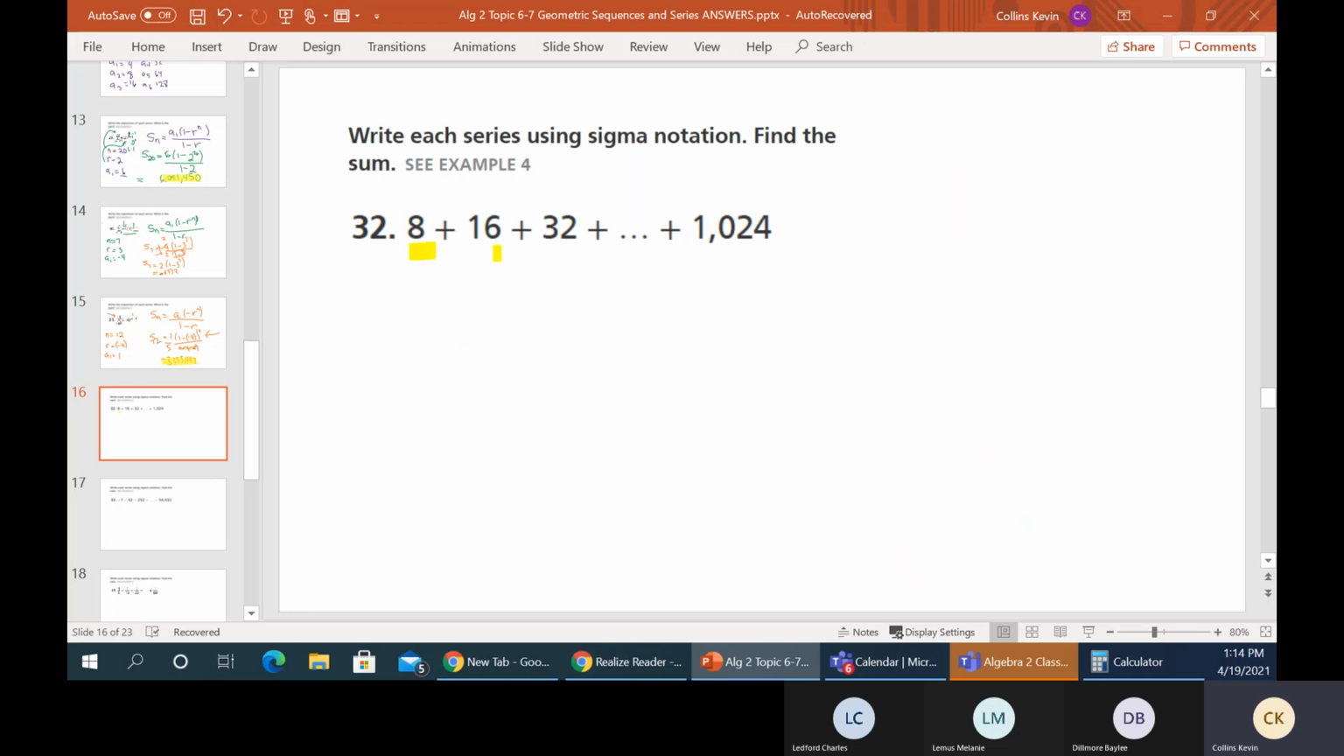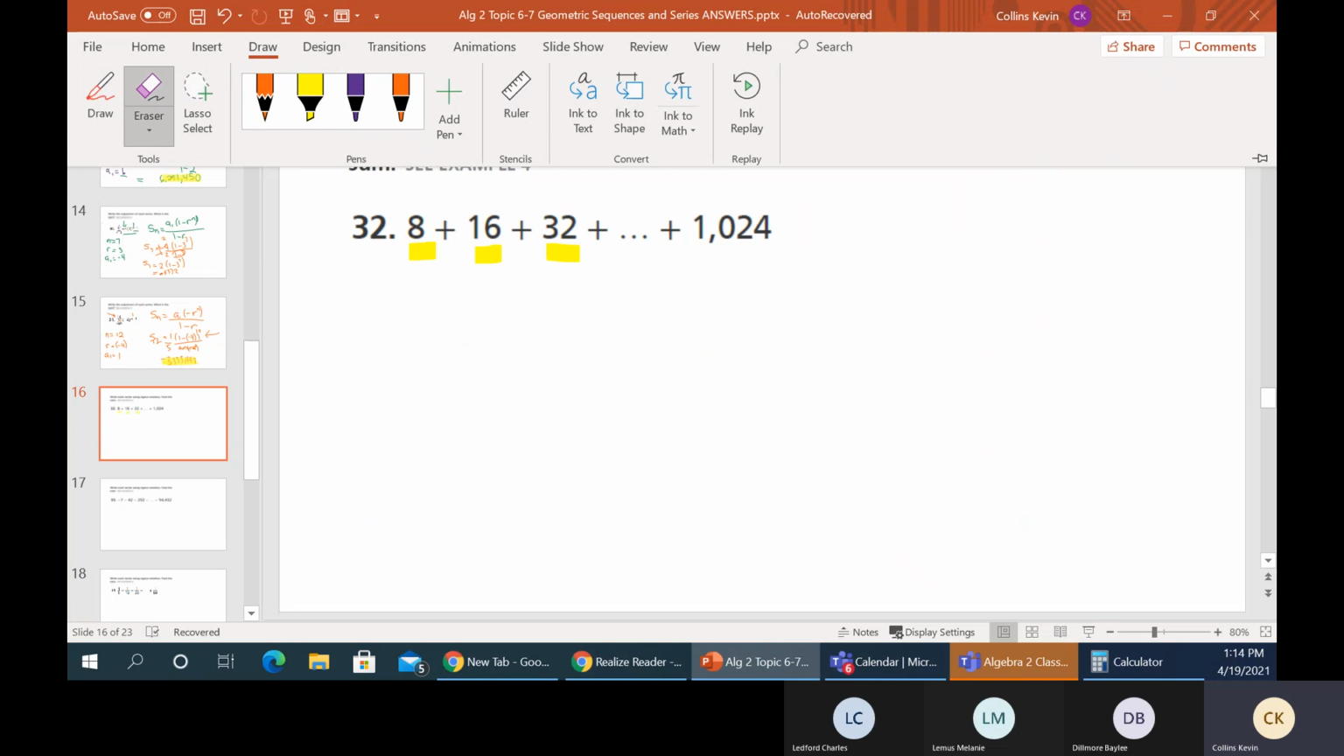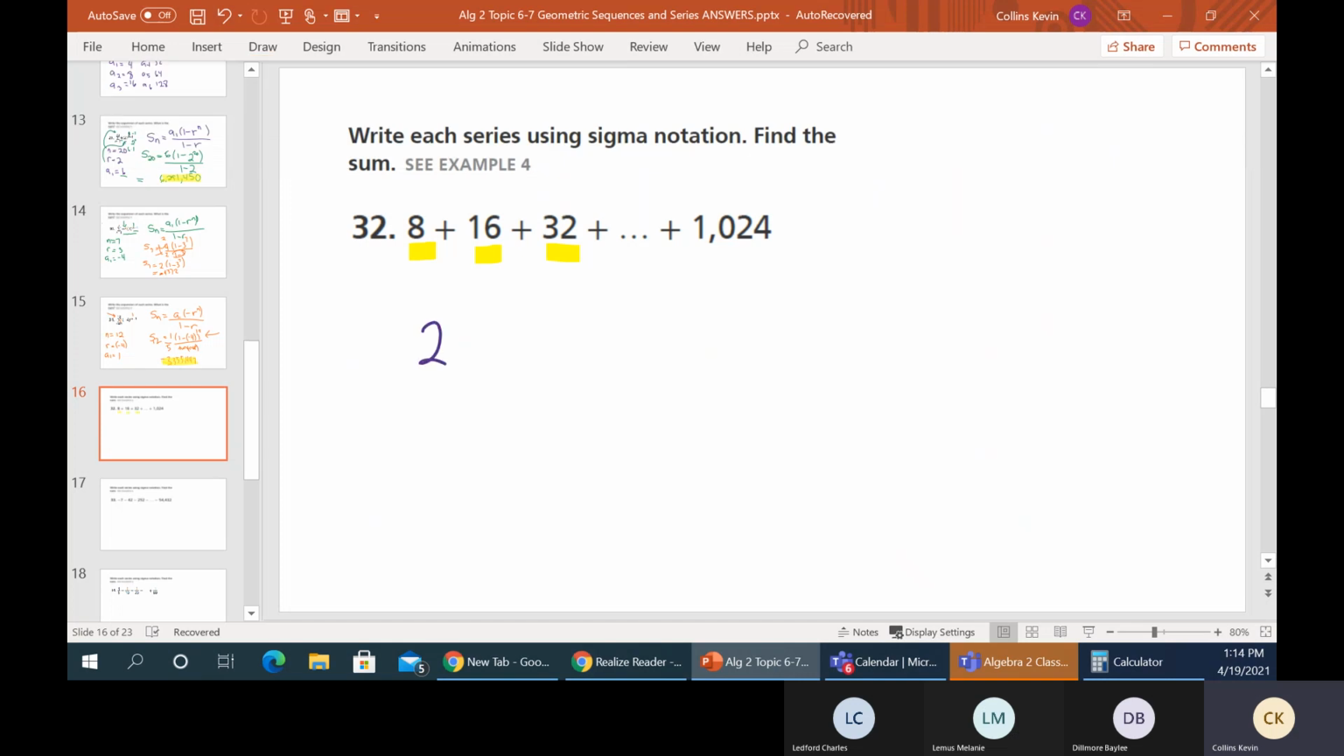We're going from 8 to 16 to 32. We can leave them, I guess. Let's just go over here and do another thing. So the number we're multiplying by over and over is 2, right? Now, if we do the n minus 1 thing like they did, then our first number, a sub 1, is going to be 8. So 8 times 2 to the n minus 1, and we go from n equals 1 to n equals, we don't know yet.